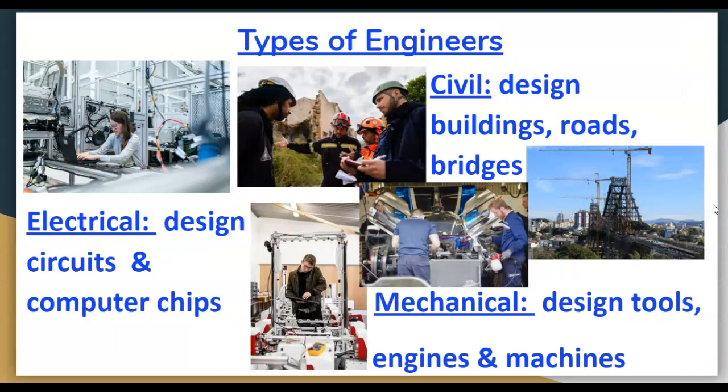So the types of engineers that we have in our world. Let's begin with the electrical engineers. So electrical engineers design circuits and computer chips. Civil engineers design buildings and roads and bridges. And mechanical engineers design tools and engines and machines. All of those types of engineers are solving problems by creating new objects, new products, or new processes to solve their problem.